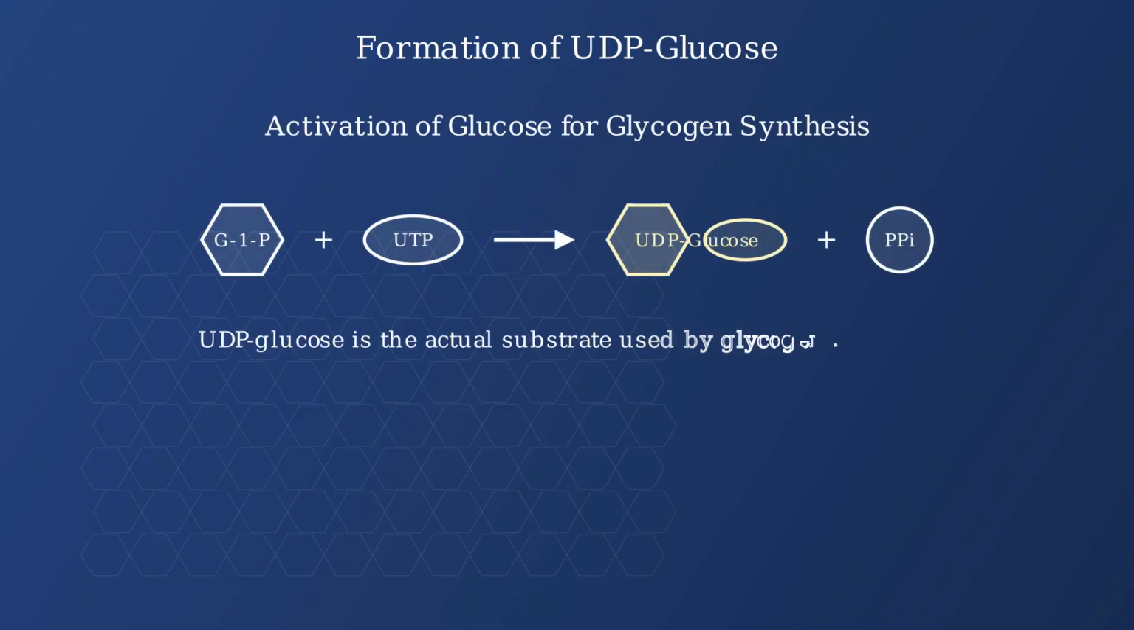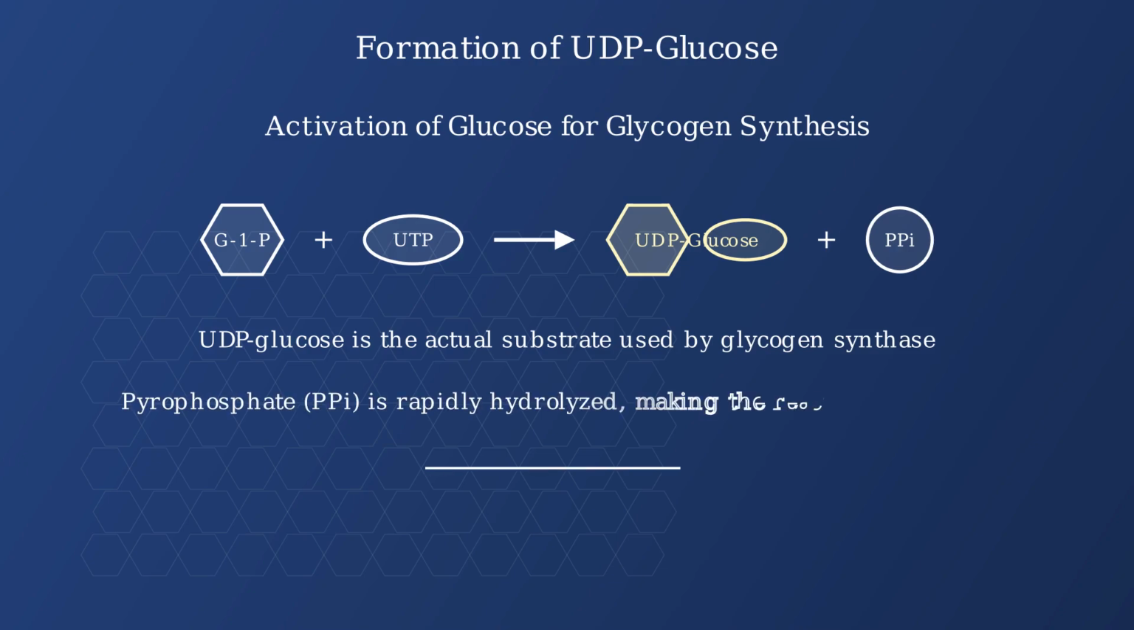UDP glucose is the actual substrate that will be used by glycogen synthase in the next step of glycogenesis. The pyrophosphate produced is rapidly hydrolyzed in the cell, which makes this reaction essentially irreversible.